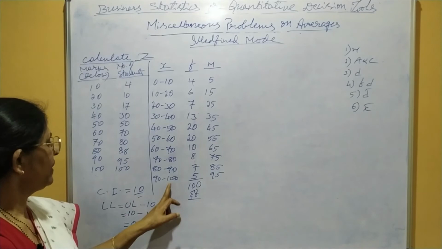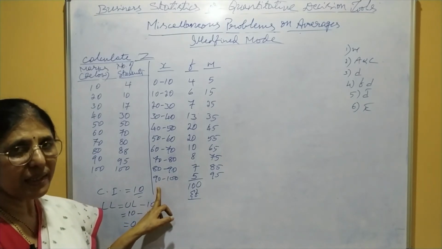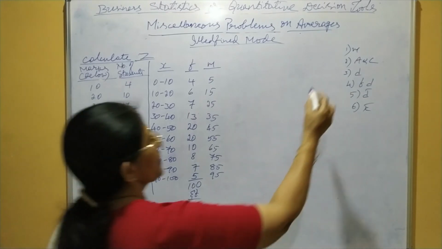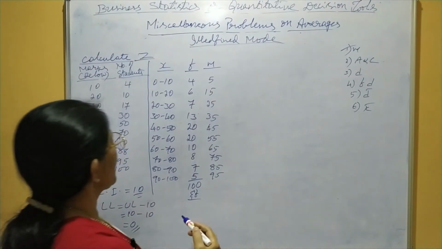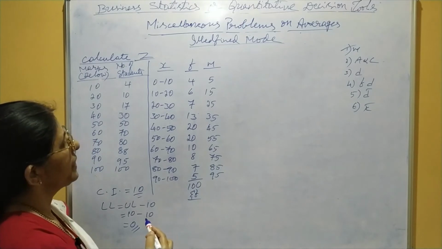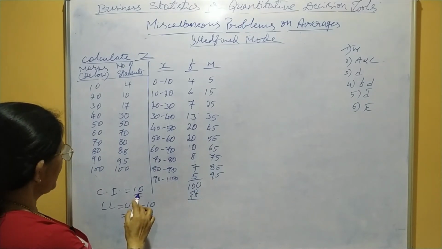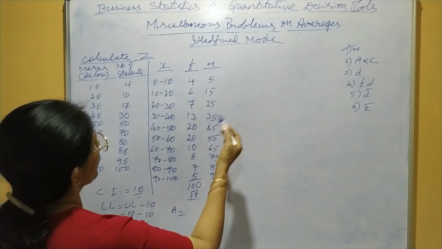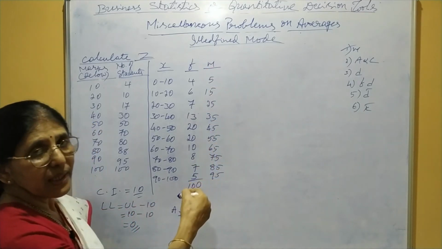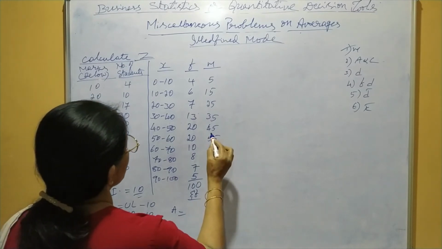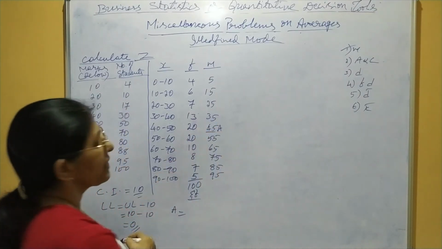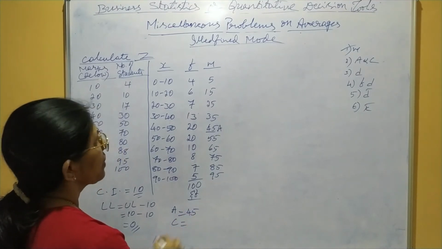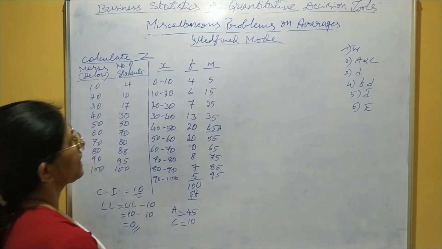Anyhow, check the last one. 100 plus 90, 190 divided by 2, 95. M is over. Next, we have to take A and C. Assumed mean and common class interval. A equals assumed mean. You may take any one among the M values as assumed mean. Here, let me take 45 as assumed mean. A equals 45. C, common class interval is 10.